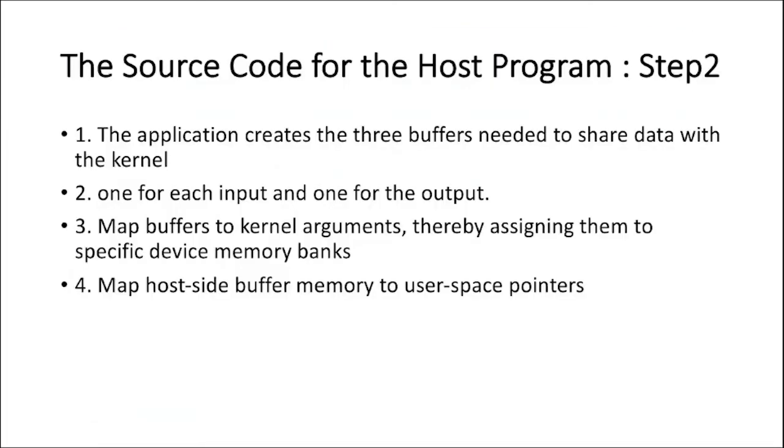And step 2, after we initialize our OpenCL environment, we have to create the data buffer to help us load the data. In this example, because we have 3 arguments, 2 input and 1 output, we create 3 buffers needed to share data with the kernel. Then we have to map the buffer to the kernel argument. And the last step, we have to map both sides' buffer memory to a user space pointer.